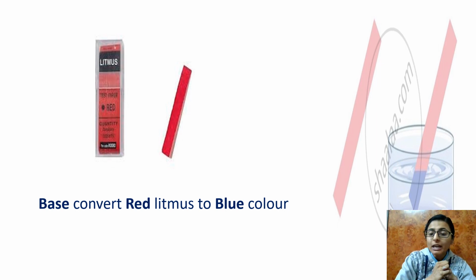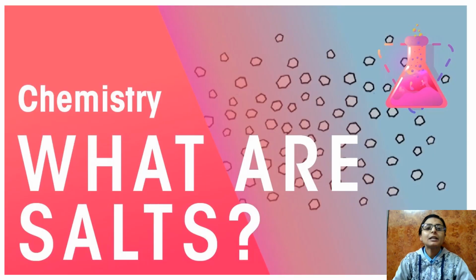But why do we not use blue litmus paper for bases? Because blue litmus paper does not show any kind of effect. Blue litmus paper doesn't change its color. That's why we use red litmus paper here. Okay, that's clear. Now the last topic of this class is salt.